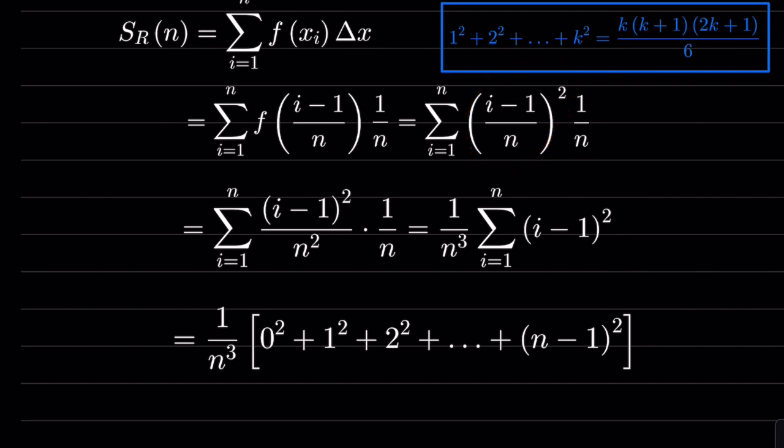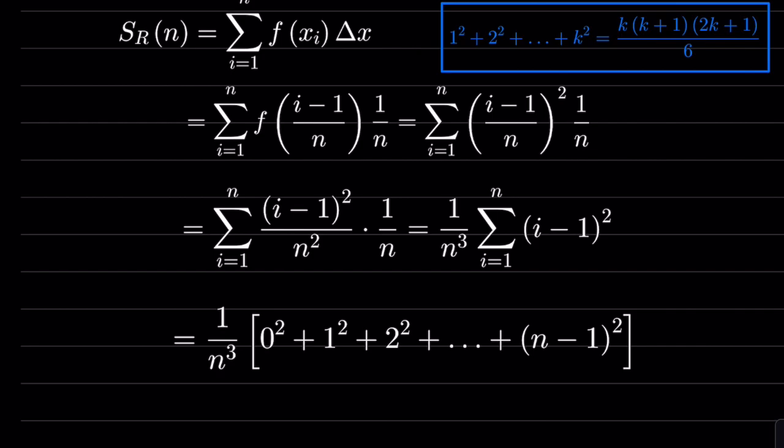Now let's simplify this. I can write this as i minus 1 squared divided by n squared, multiplied by 1 over n. You see that you have 1 over n squared multiplied by 1 over n, so that's n cubed. I can put it outside, so that becomes 1 over n cubed, and inside the sigma you have the sum of i minus 1 squared.